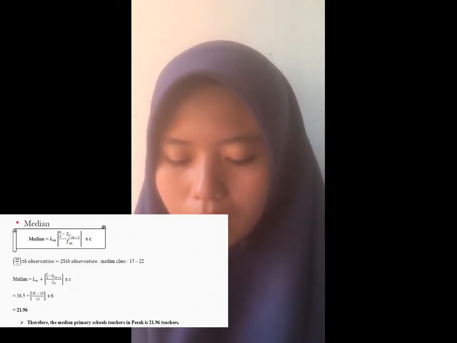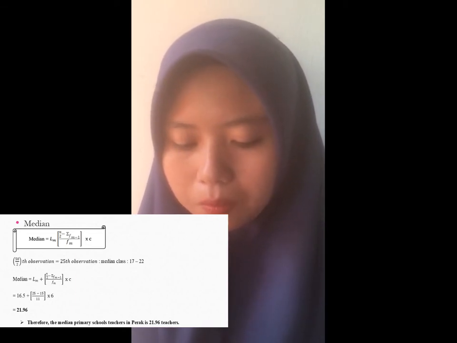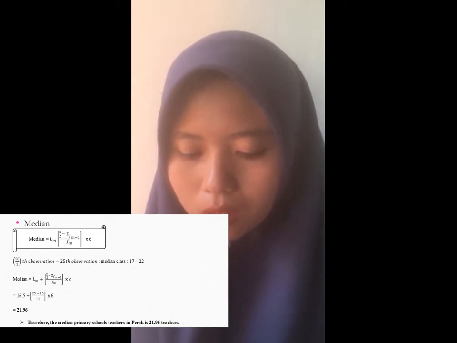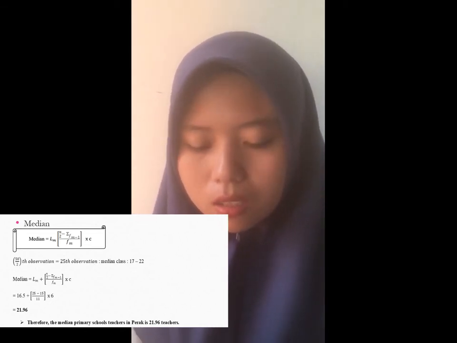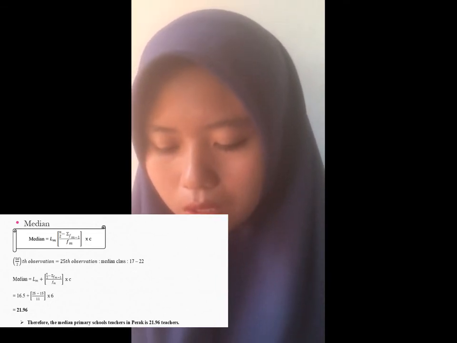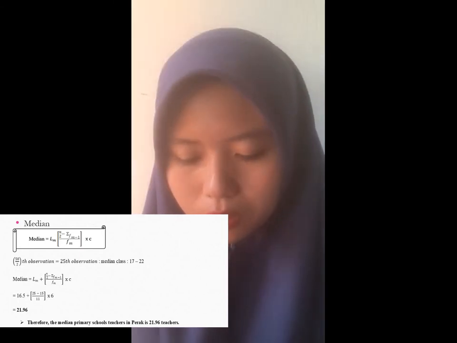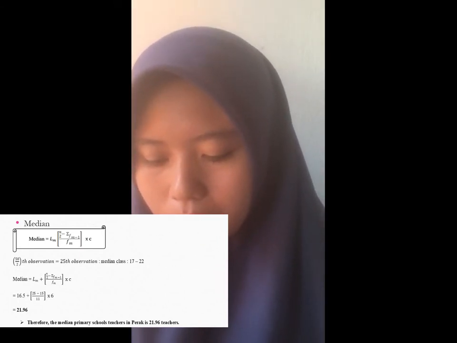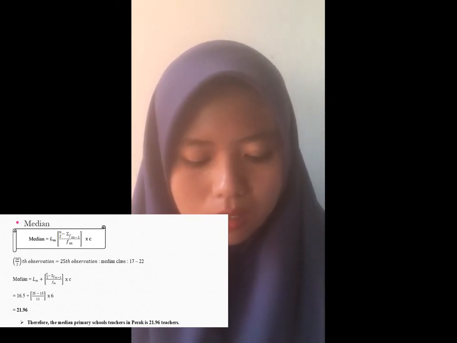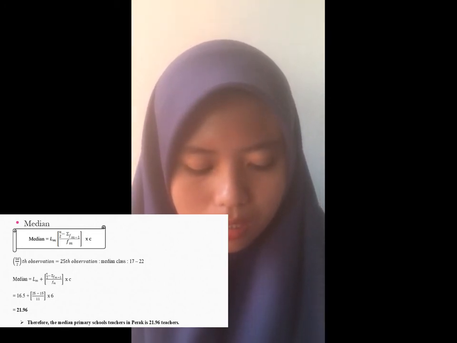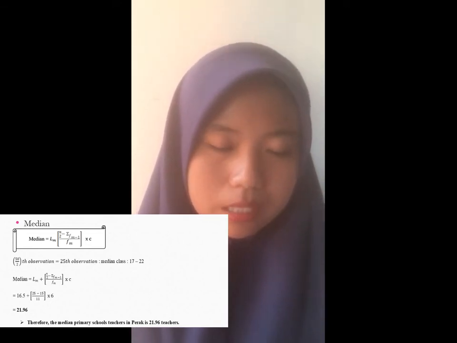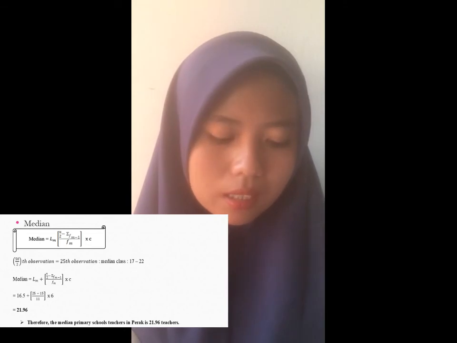For the median, I use the median formula for grouped data: lower median class boundary plus, number of classes divided by 2 minus the cumulative frequency before the median class, divided by the frequency of the median class, times class size. The answer for the grouped data is 21.96. Therefore, the median of primary school teachers in Perak is 21.960.